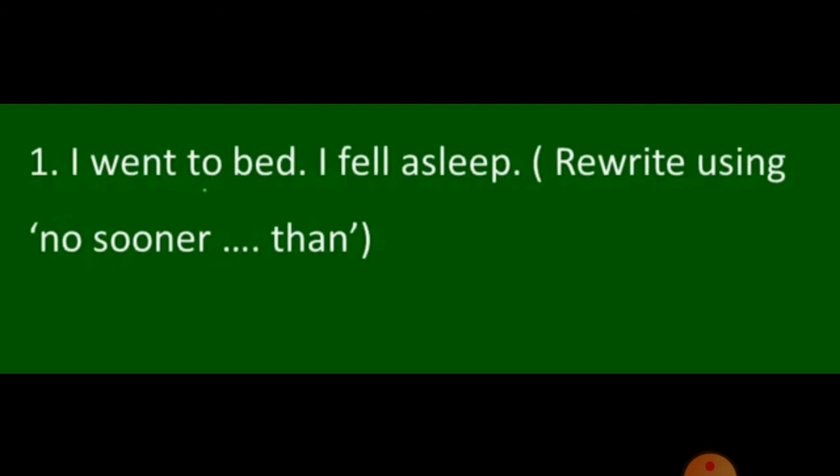I have not given the answer here, you may try it orally also right now. I went to bed, full stop, I fell asleep. Try to make the sentence. It just needs 2 seconds to make. Then I will give you the answer, so that if it is correct, you may understand that you know the answer, and you should be happy about it. Okay, that much time is enough. Now we'll go through the answer.